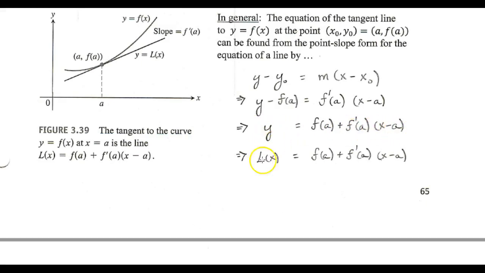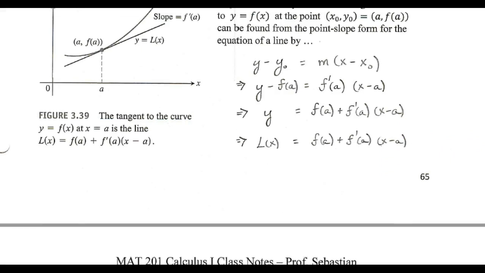So this y I'm going to call L of x. It's just a linearization. It's just the equation of the tangent line. In general, it's f of a plus f prime of a times x minus a, where I'm trying to approximate the function f of x near x equals a. So that's all this next definition says, is that is the linearization.